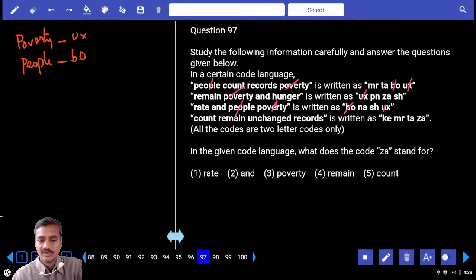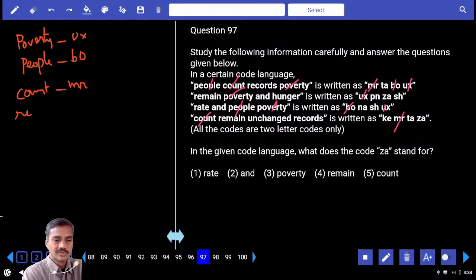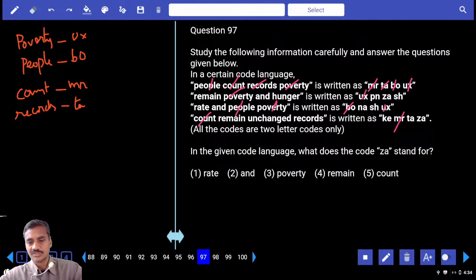Then we have the first and the fourth one, count is the word that is common, and the code that is common is MR. The code given to the word count is MR. Then in the first one, records is left over, and the code given to the word records is TA. Records is TA, and here again records is TA.